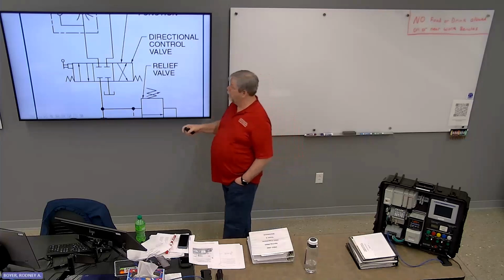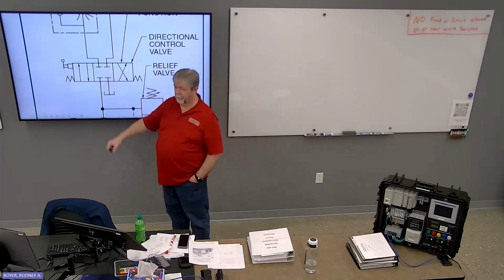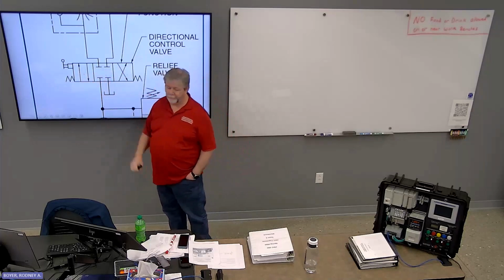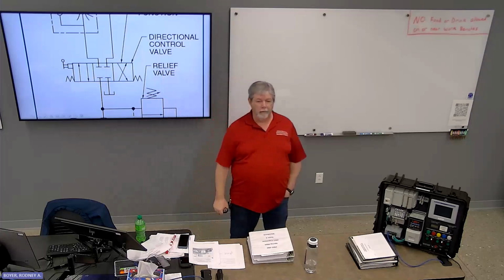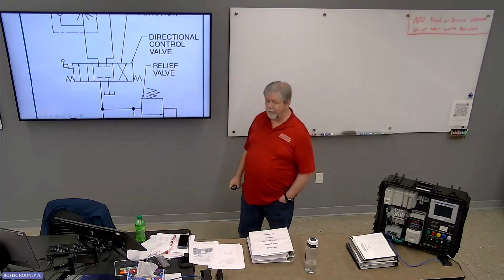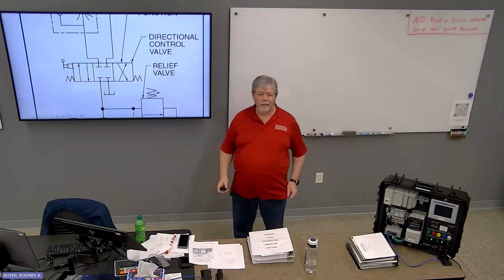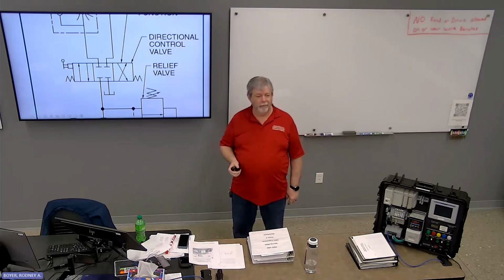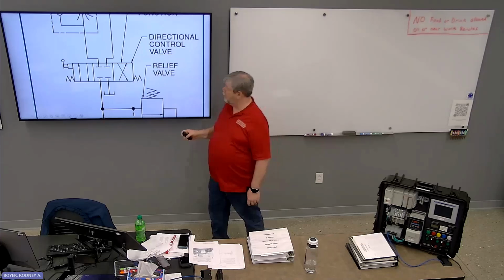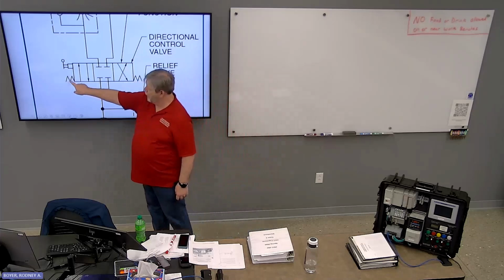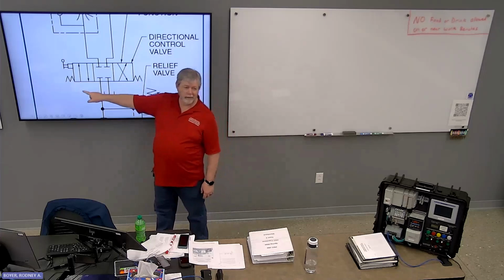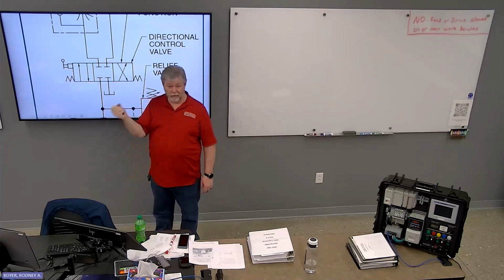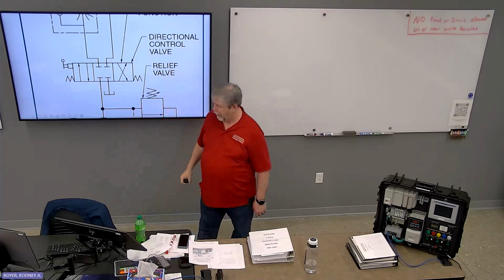The 4 tells you how many ports are on it, and the 3 tells you how many different positions it can be in, so here, here, or here. That is drawn as a blocked-port center, so in that center position, all ports are blocked. That's what the T in it means, block port. Spring return to center, you've got a spring on both sides. Manually actuated, so it's got a hand lever on it.